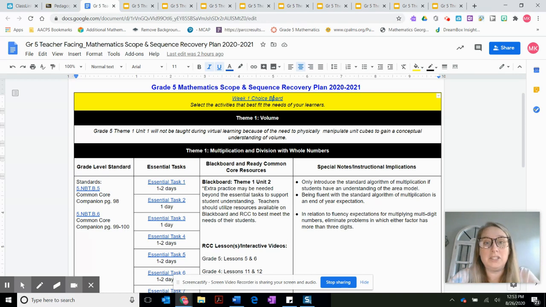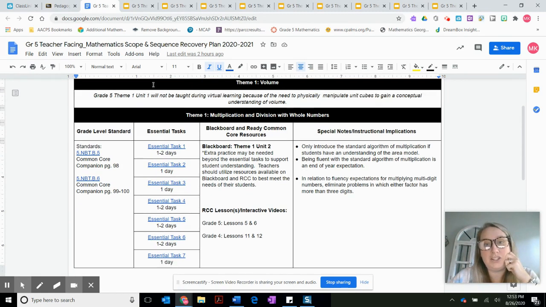We have made the decision to skip this unit and save it for when we come back to brick and mortar. So we will eventually teach volume, it just won't be yet. That being said, we're going to start with what traditionally is Theme 1, Unit 2 in Blackboard, which is multiplication and division of whole numbers. As you can see, this was not affected by school closure last year. So students should be able to hit the ground running with multiplication and division of whole numbers.